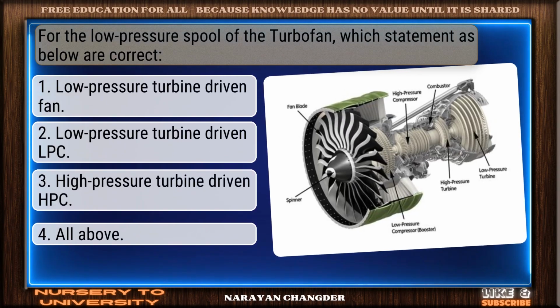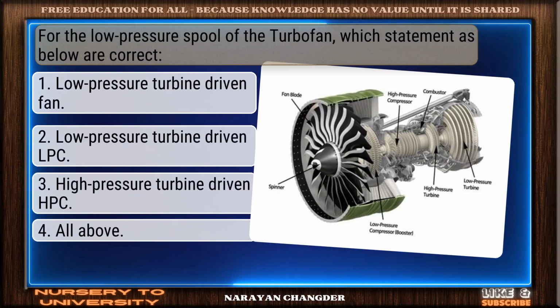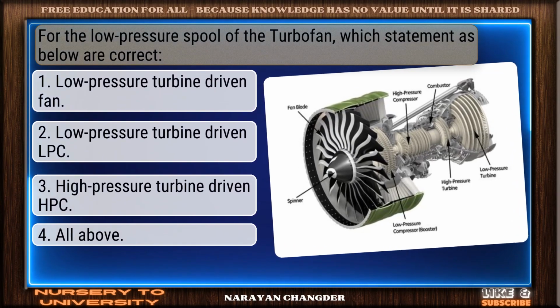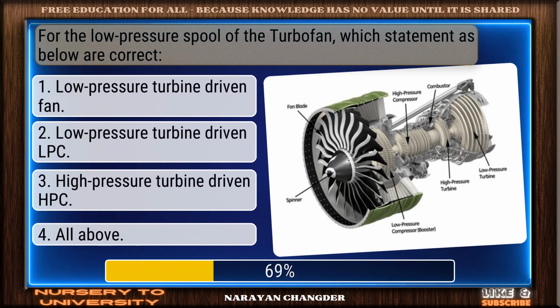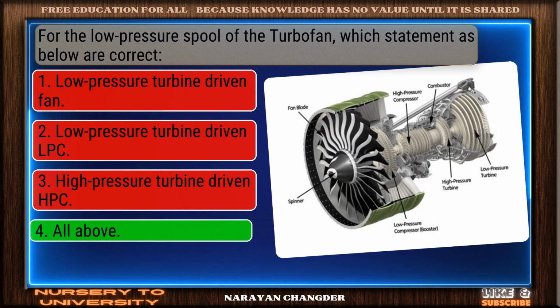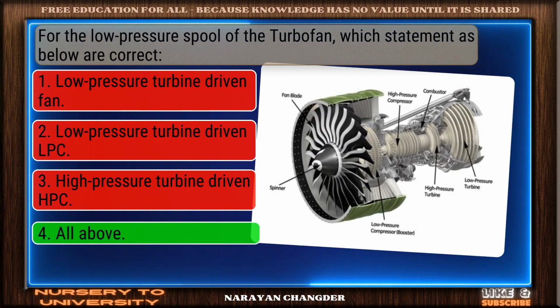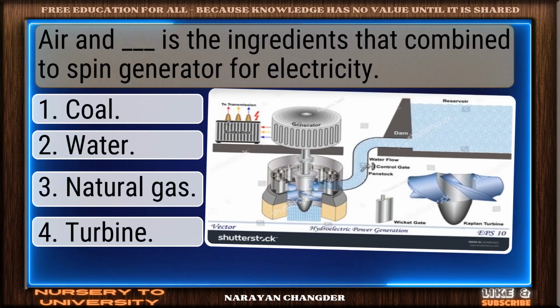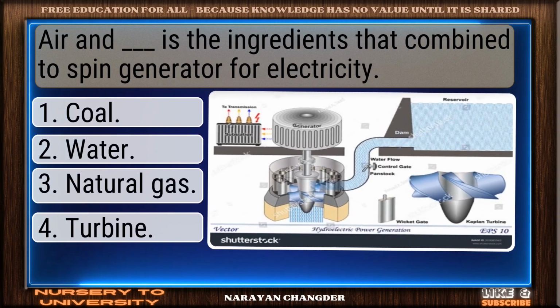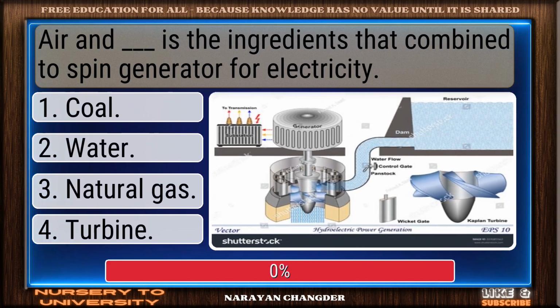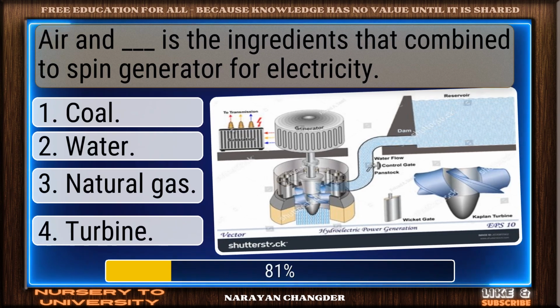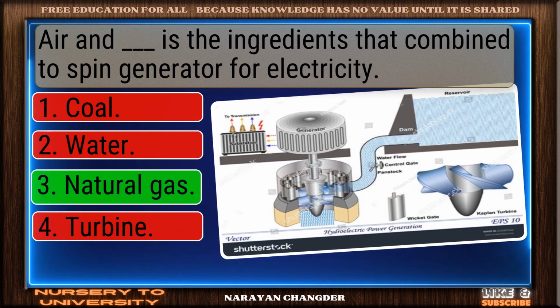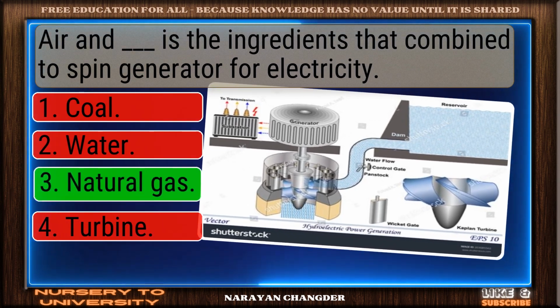For the low-pressure spool of the turbofan, which statement as below are correct? You chose all above. And it is correct. Air and fuel is the ingredients that combined to spin generator for electricity. Solid response. Natural gas is a valid choice.